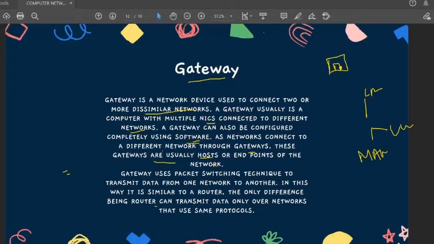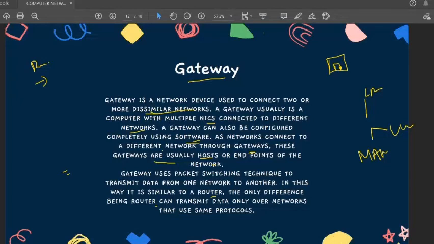Gateway uses packet switching technique to transmit data from one network to another. So it actually uses packet switching technique. In this way, it is similar to a router. We can always call it a router, but the only difference between router and gateway is that the router was working for the same protocol set, if you remember, I have told you all. But in gateway, we can work on dissimilar networks.